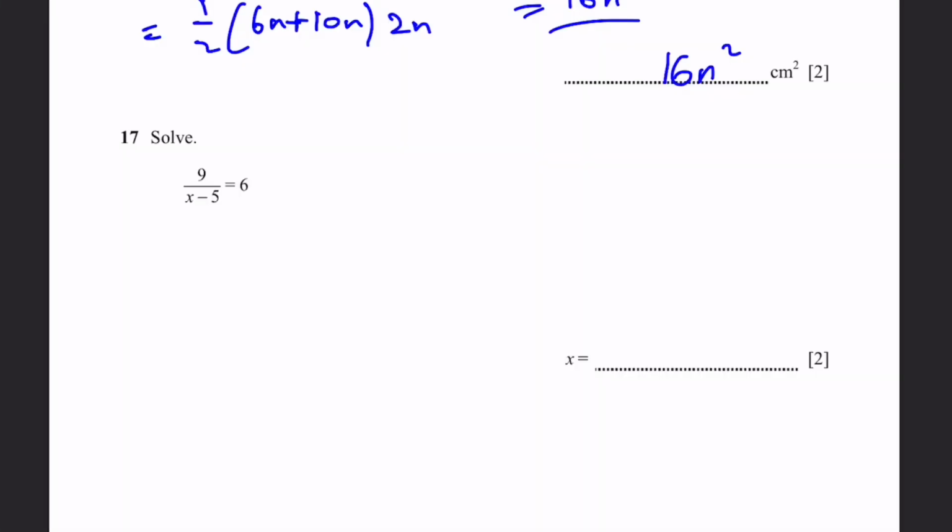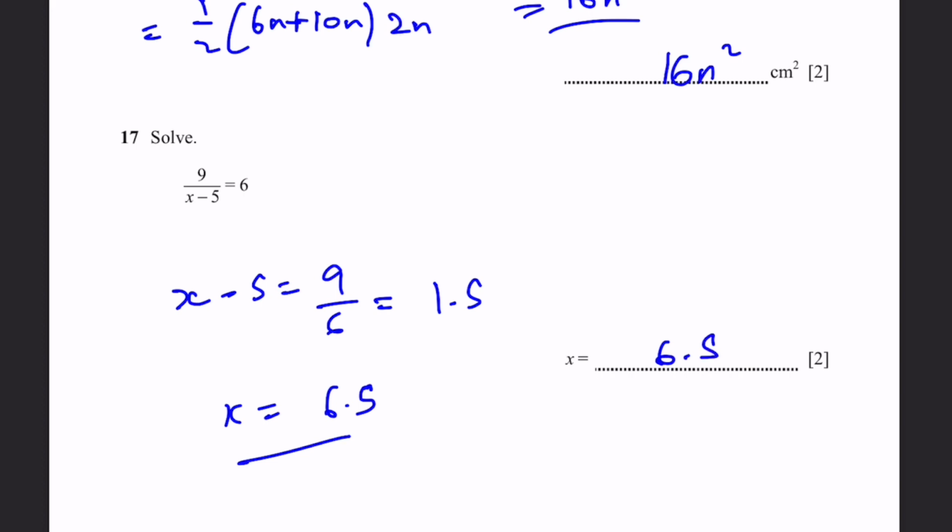Question 17, solve 9 by x minus 5 is equal to 6. That means x minus 5 is equal to 9 by 6, which is equal to 1.5. x is equal to 1.5 plus 5, 6.5. Let's go to question 18.